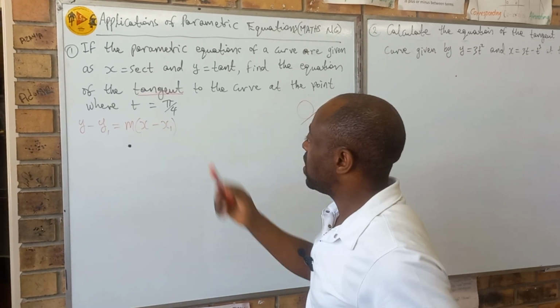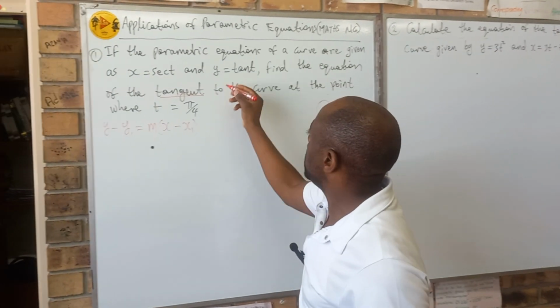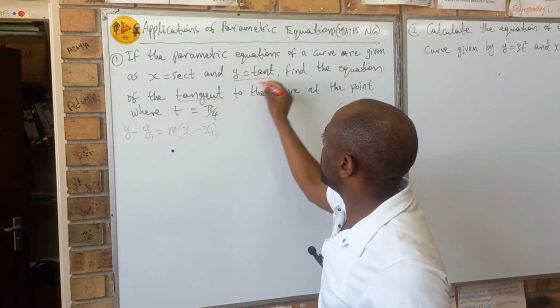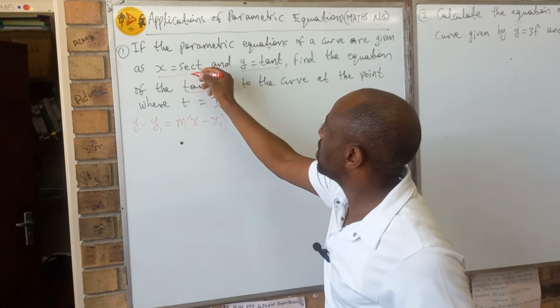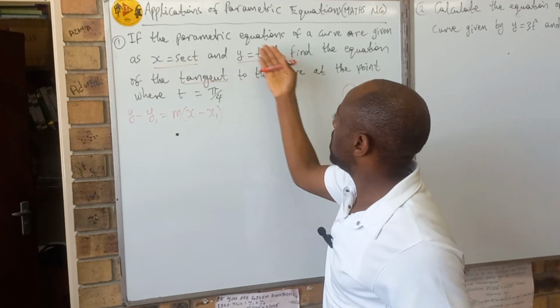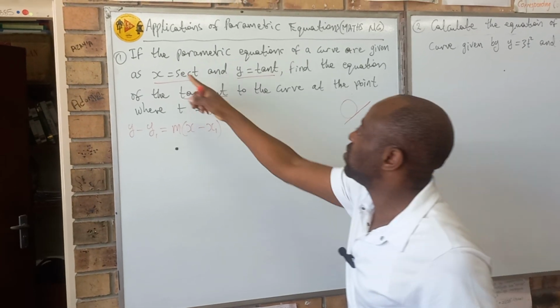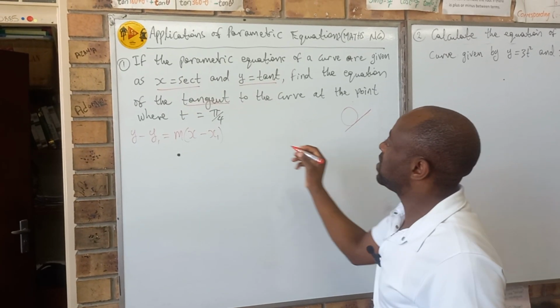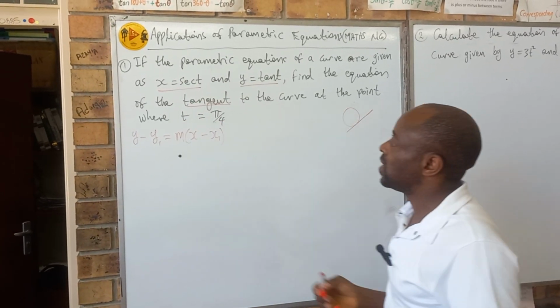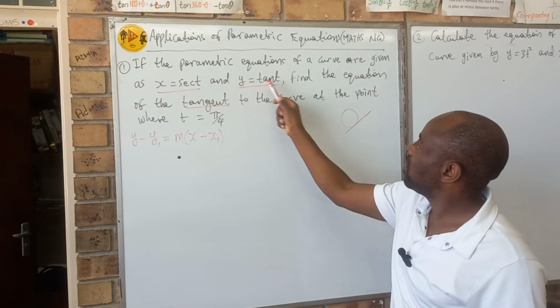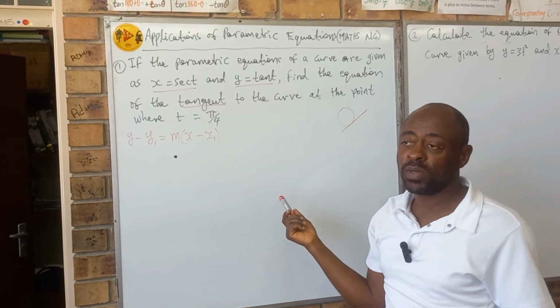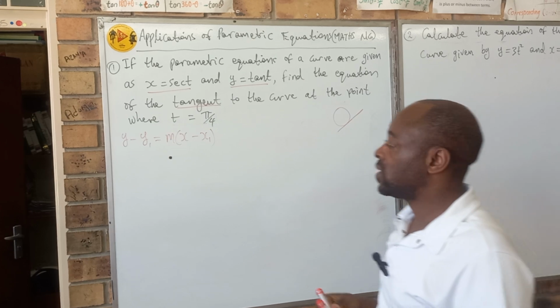Your y1 and x1 are straightforward. You get them straight away from your x and your y. So these are your parametrics. If I go into my x, I replace t by pi over 4, that becomes x1. If I go into my y, I replace t by pi over 4, it becomes my y1. So that's how simple it is.